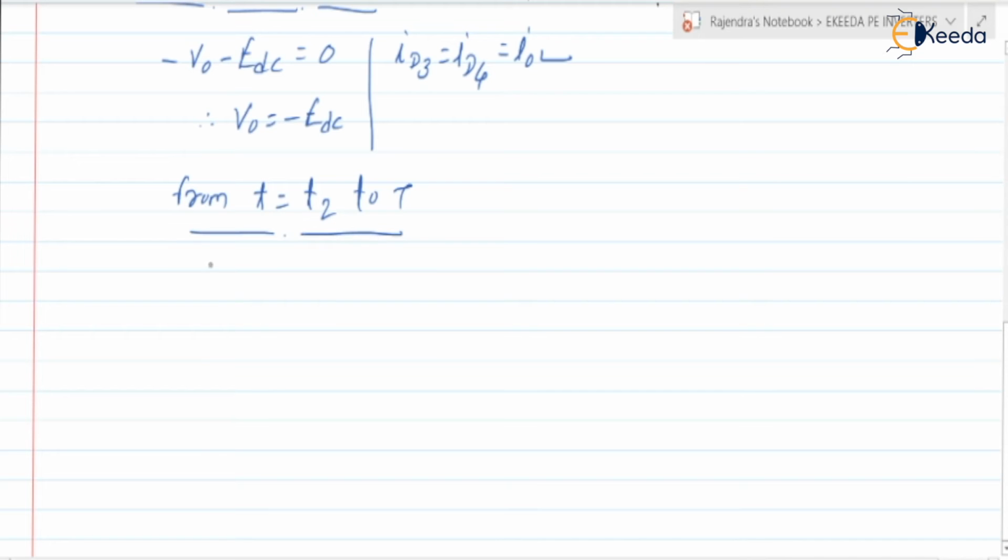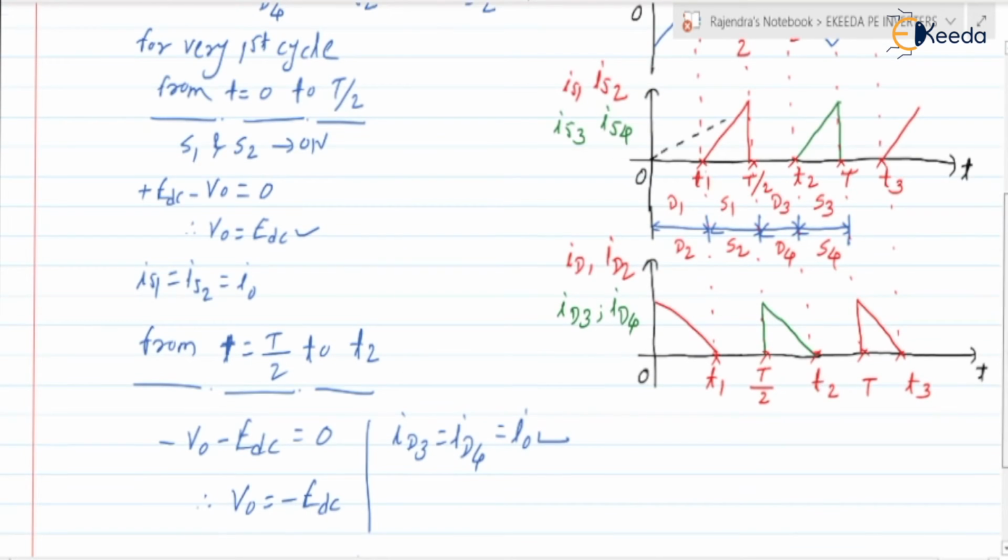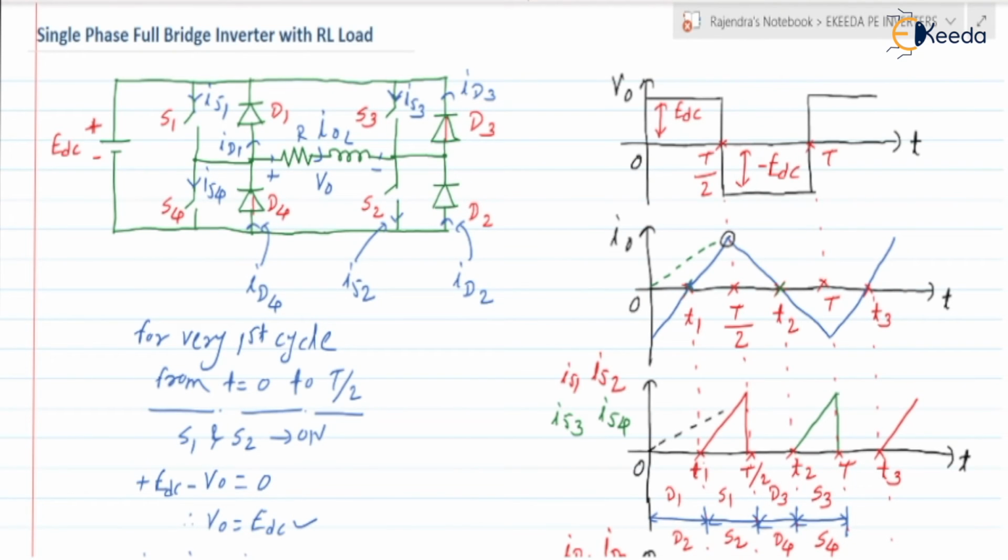During this interval, the switches S3 and S4 are turned on. When S3 and S4 are turned on, current flows from EDC through S3, the load, S4, and back to the EDC. In this loop the inductor is storing the energy, so the polarity of the voltage across the inductor should be plus here and minus here. Current flowing through the inductor goes on increasing.